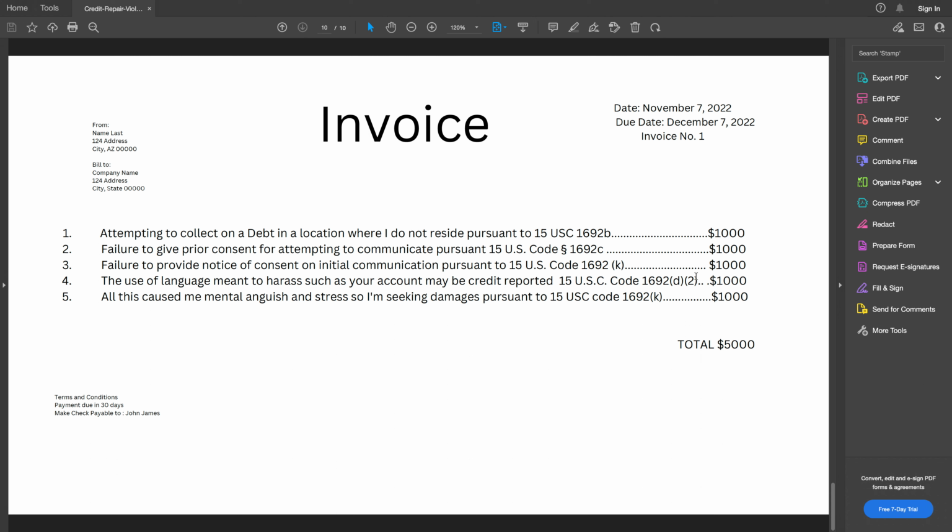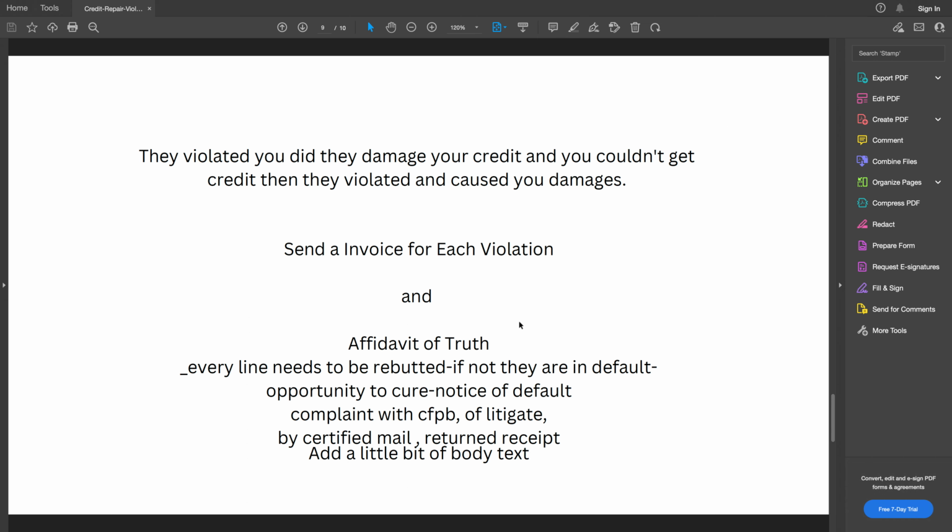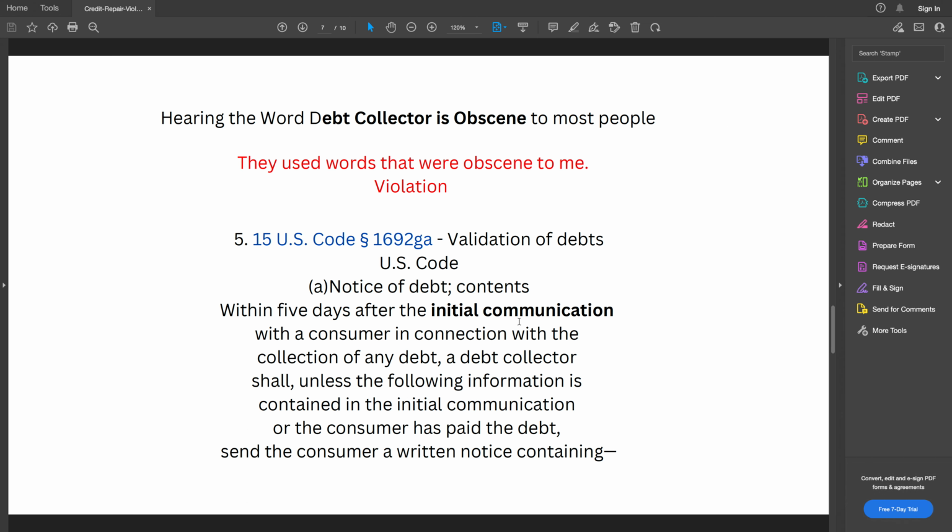Make sure I put the right things here and that I didn't have a typo. $1,000. And then 5, all this caused me mental anguish and stress, so I'm seeking damages pursuant to 15 U.S.C. 1692k, $1,000. Then the total is $5,000 of violations. And I put here terms and conditions, payment due in 30 days, make check payable. You can always change this. I think the lowest you can put is like 10. But usually it's net 30, but I wouldn't put any lower than 10 because then it's being a little bit unreasonable. But yeah, so that could be it. So those are all the things that you can do.